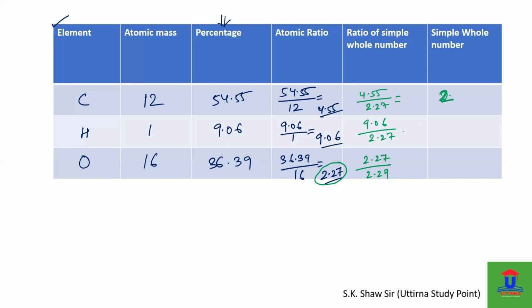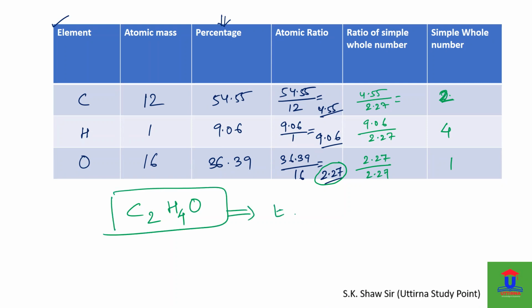The second one is 3.99, approximately 4. And third one is 1. So this is the simple whole number ratio. In the simple whole number ratio, we represent it as C2H4O1. So this is the empirical formula.